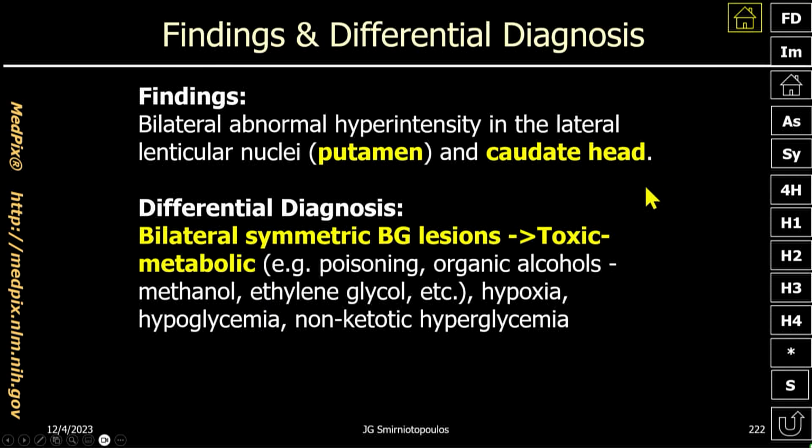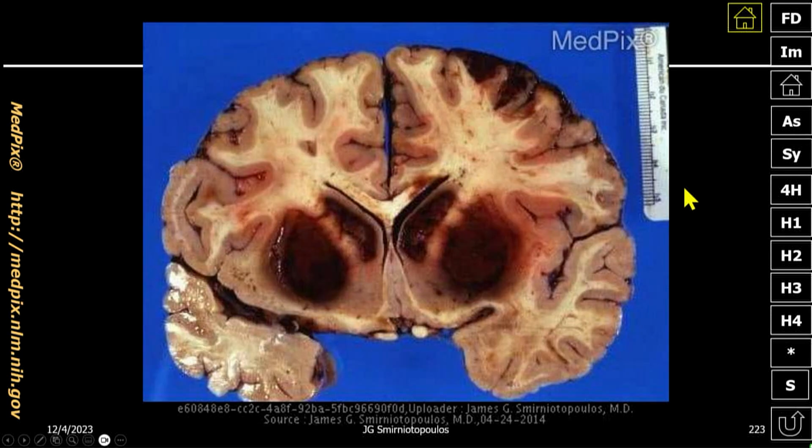And this is the classic pattern that we associate with methanol intoxication, but any of the organic alcohols can cause a similar appearance. And this is, unfortunately, the autopsy showing that he has hemorrhagic necrosis in the lateral lenticular nucleus and in the caudate. So this guy was a carpenter, and methanol intoxication is something that we see when people drink methanol because they can't find ethanol.